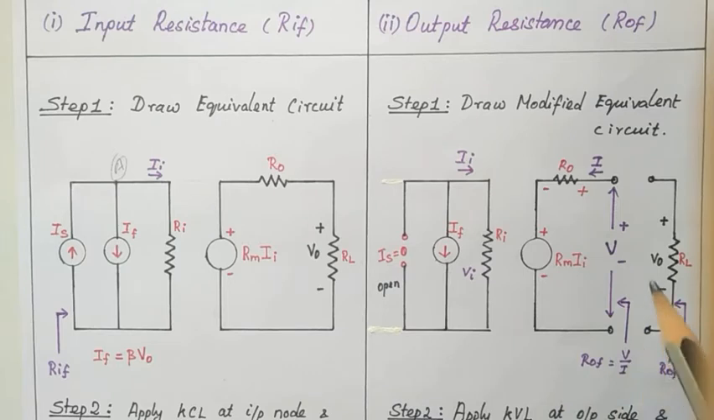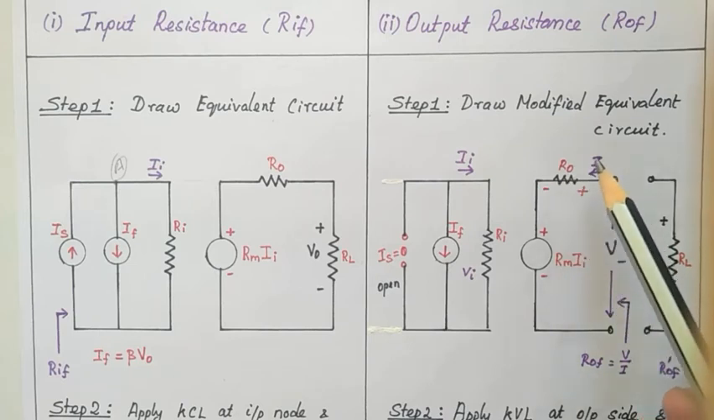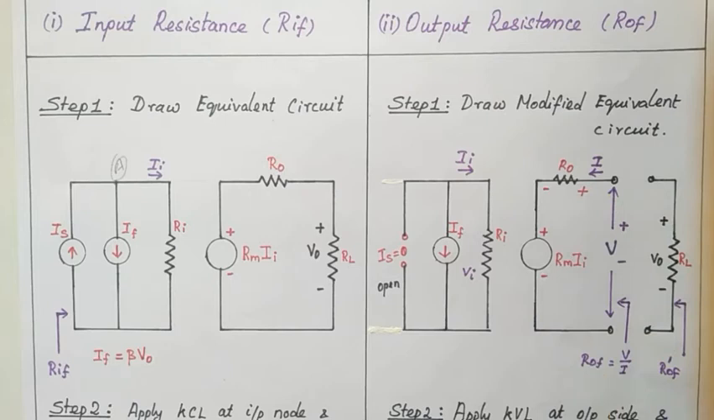So what is V? V is an external test voltage applied for calculating ROF. The current that passes through the resistance is I. So V by I is nothing but ROF. After finding ROF, we take the load resistance into account. Then we find the final ROF dash, that is the output resistance with feedback, taking RL into account.